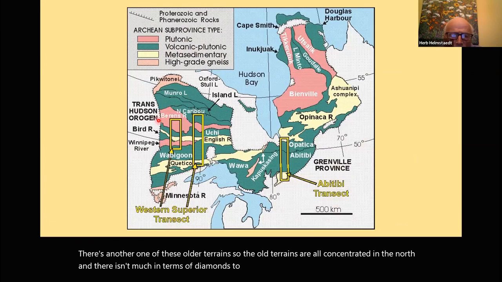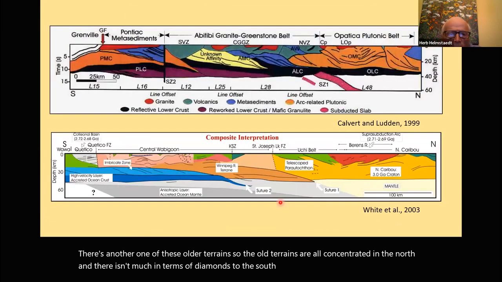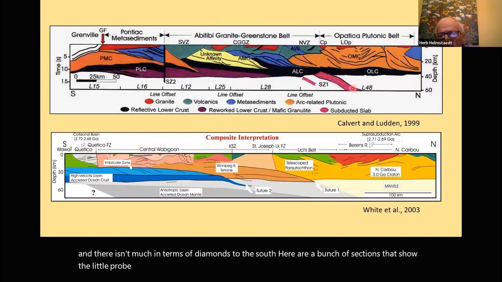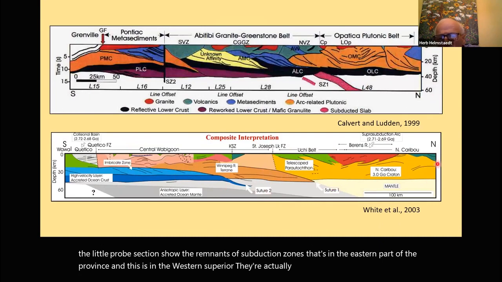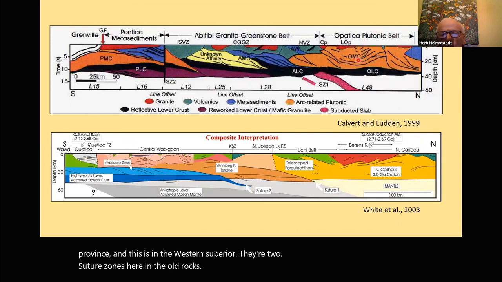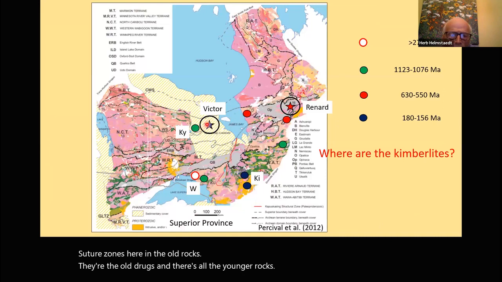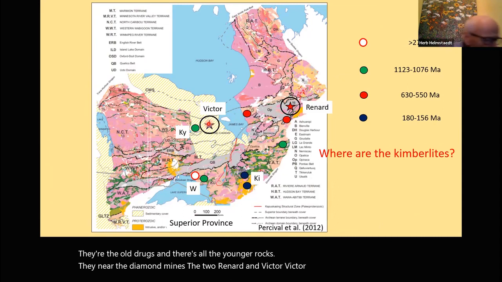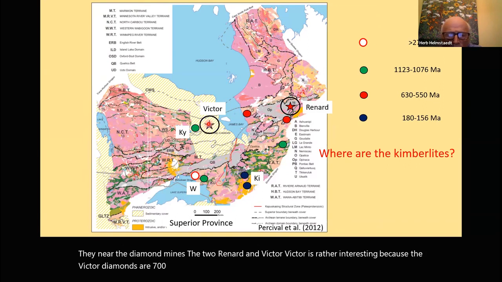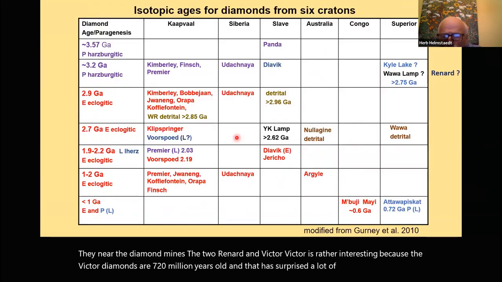south. Here are a bunch of sections, the Lithoprobe sections, that show the remnants of subduction zones. That's in the eastern part of the province, and this is in the western Superior. There are actually two suture zones. Here are the old rocks, and there's all the younger rocks. Here are the diamond mines, the two, Renard and Victor. Victor is rather interesting because the Victor diamonds are 720 million years old, and that has surprised a lot of people. So let me just go through that.